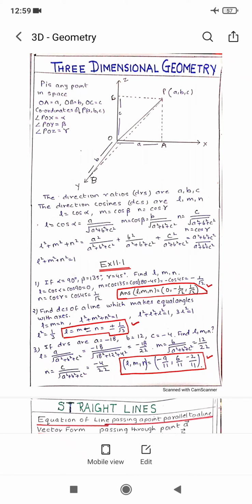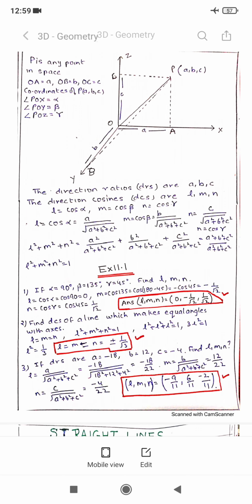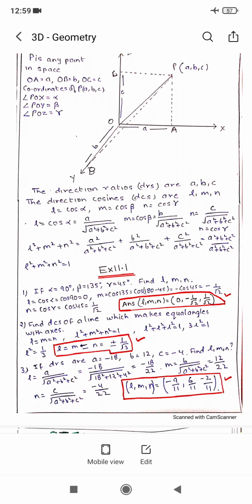Good morning, students. Today we are starting with three-dimensional geometry. P is any point in the space. You can say OA is equal to small a, OB is equal to small b, and OC is equal to small c. Then the coordinates of P are (a, b, c). Angle POX is alpha, angle POY is beta, angle POZ is gamma.